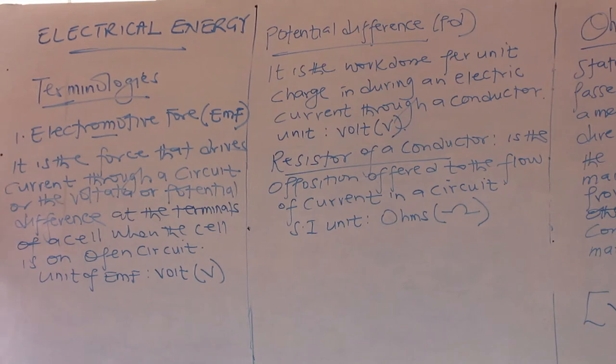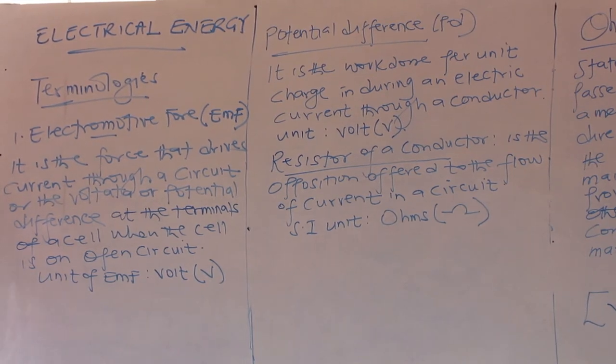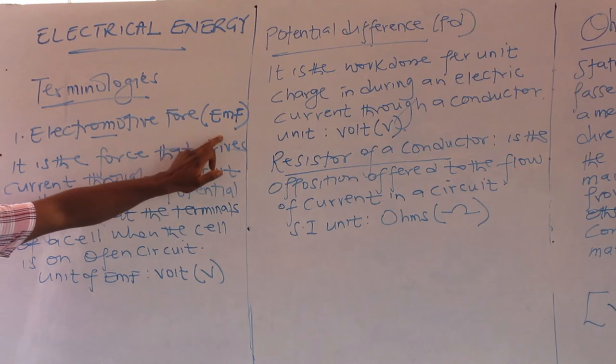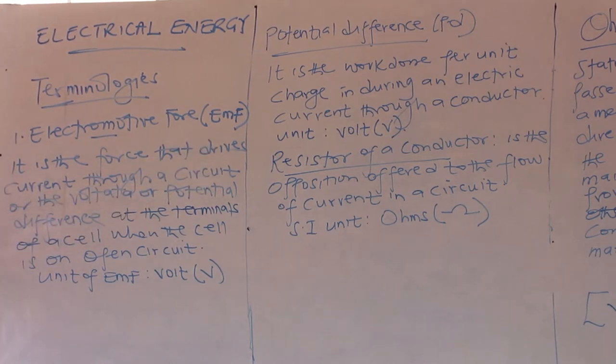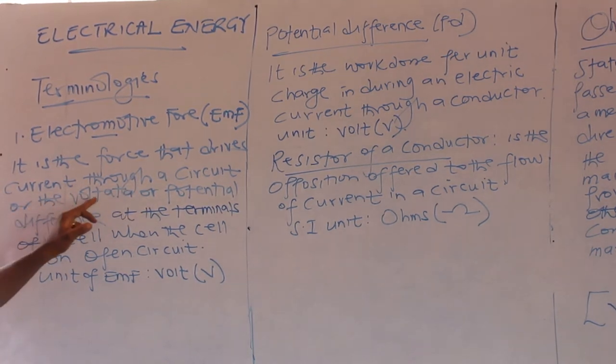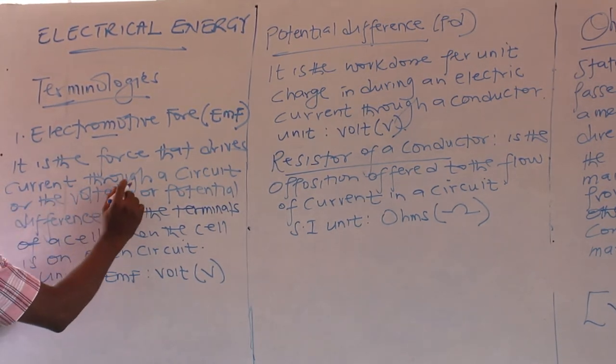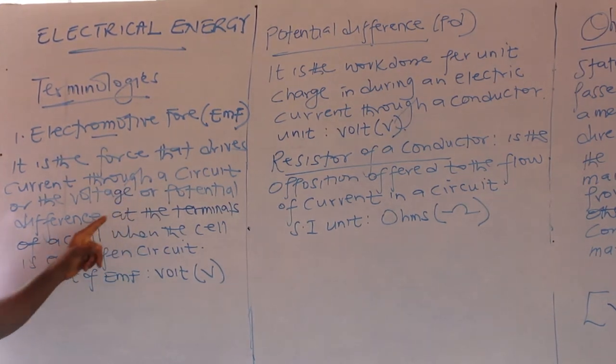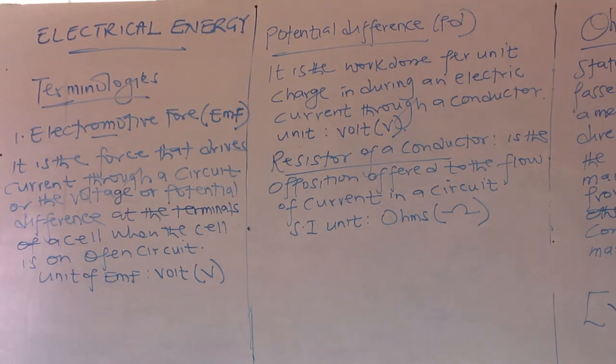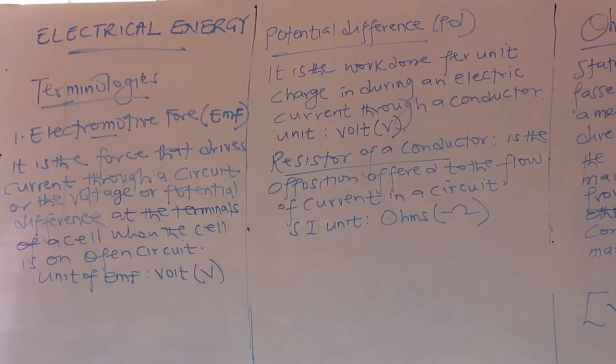So let's look at the terminologies here before we start any form of calculation. You'll be saying things like electromotive force, EMF. Now, what is EMF? EMF is the force that drives current through a circuit, or the voltage or potential difference at the terminals of a cell when the cell is on open circuit. In short, when you have a cell on open circuit, the voltage you measure is called EMF. That's all. It means a closed circuit cannot produce EMF. Are you okay? Good. So EMF is also in volts.